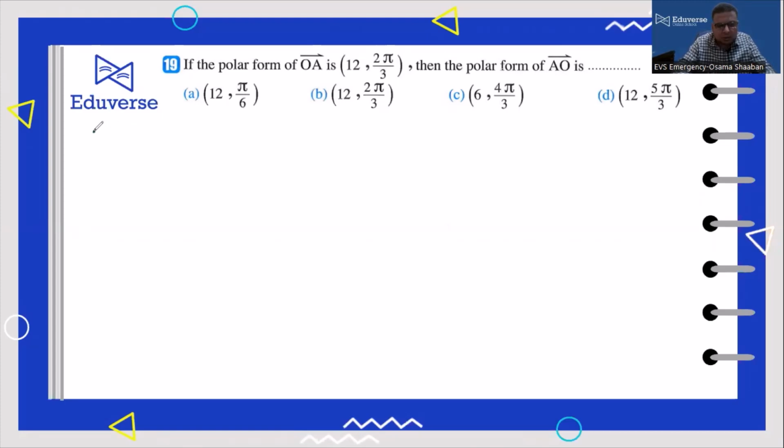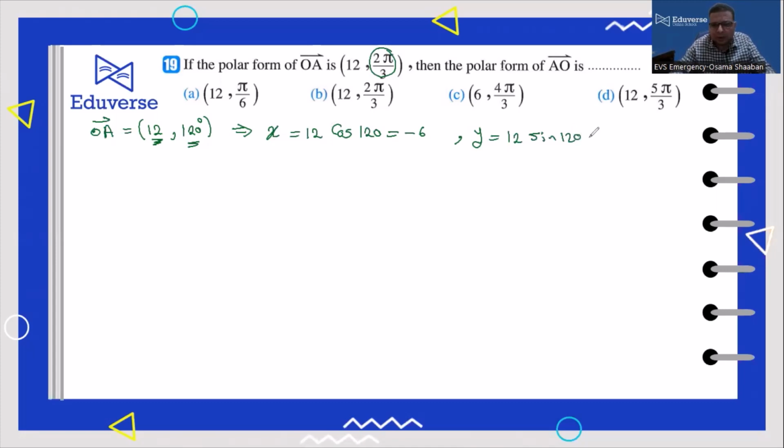First, vector OA equals 12 and 2π over 3. Converting from radian to degree, 2 times 180 over 3 gives 120 degrees. So you can get the coordinate x equals the norm, which is 12, times cosine theta, cosine 120, which gives negative 6. And y equals the norm, 12, multiplied by sine 120, which equals 6 root 3.